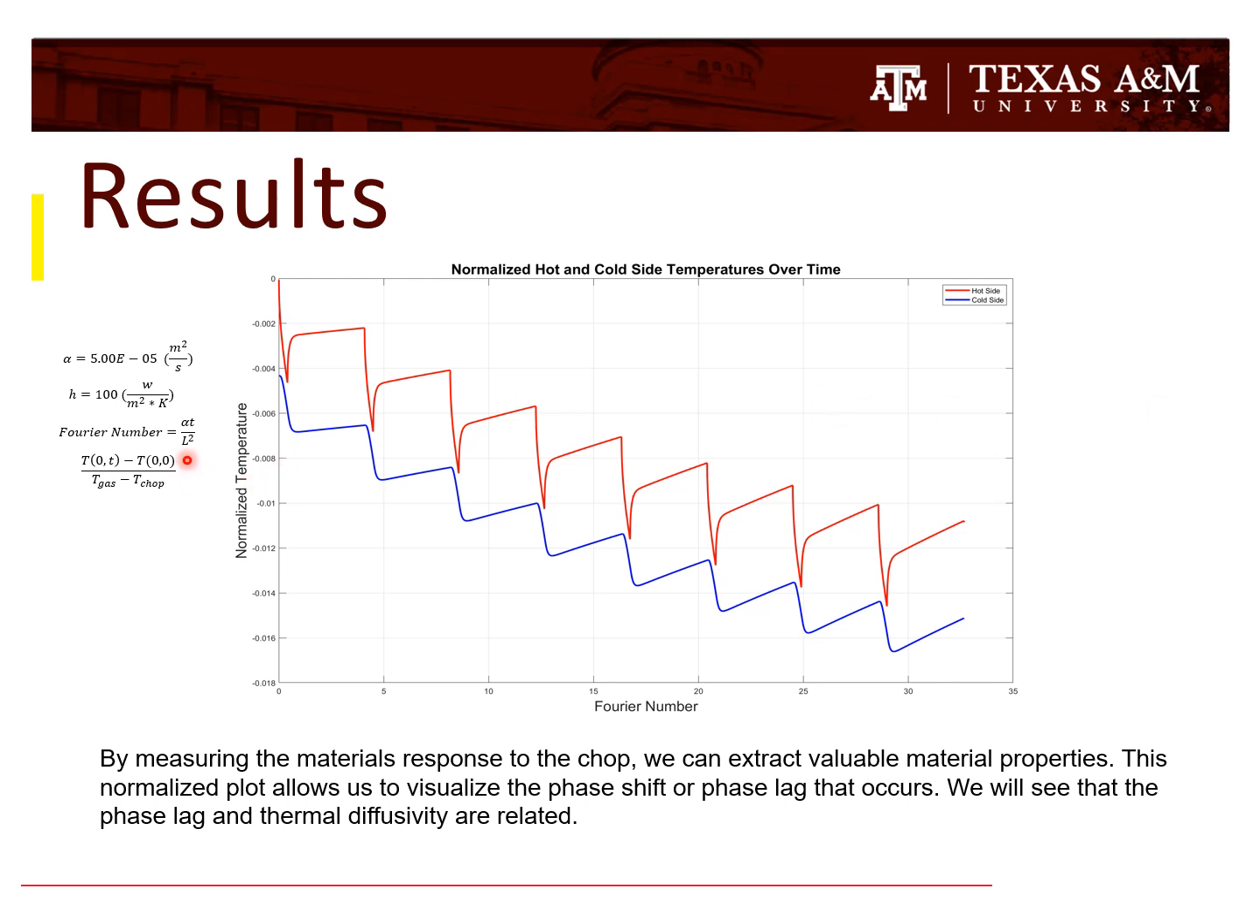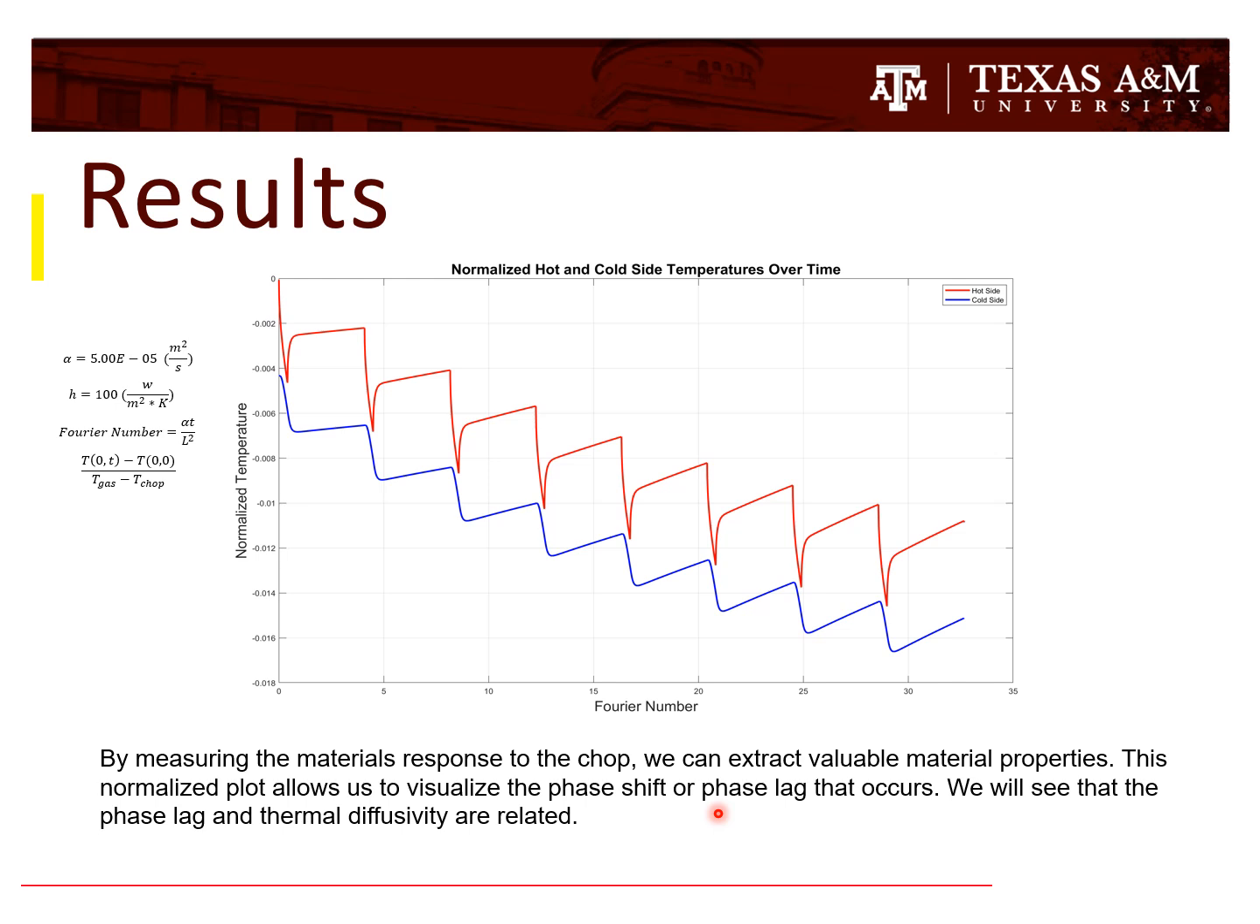The method that we use to apply the normalization is seen to the left. The Fourier number is equal to the thermal diffusivity times time divided by the thickness of the material squared. By measuring the material's response, this allows us to extract the thermal properties that we are looking for.